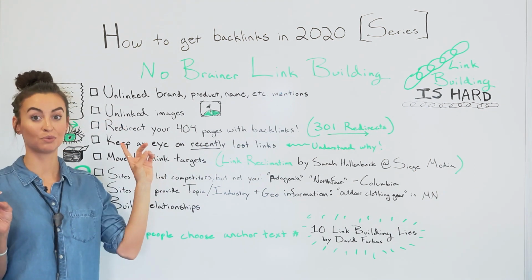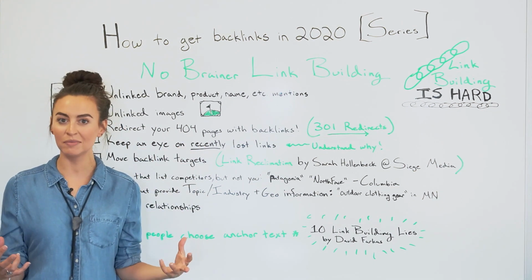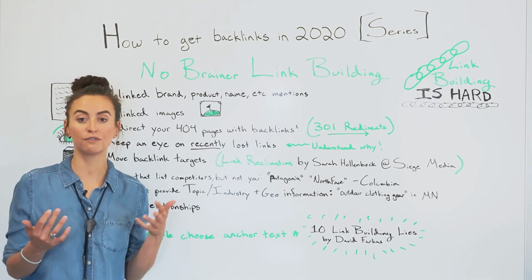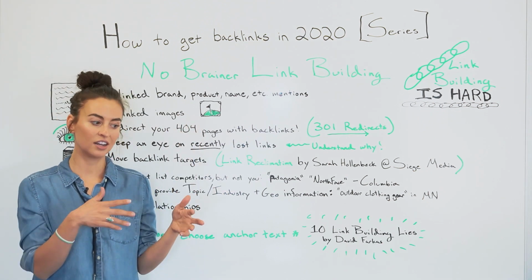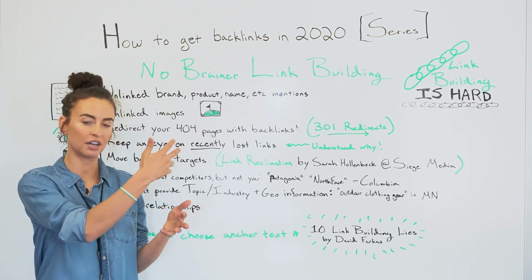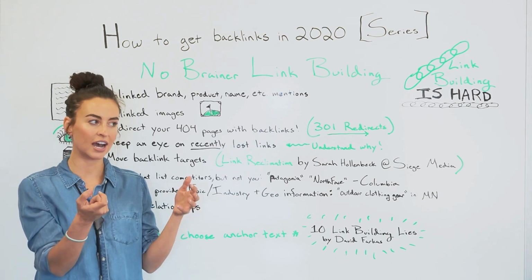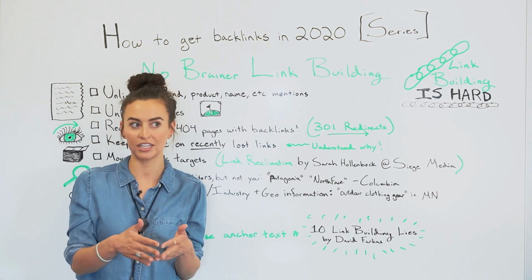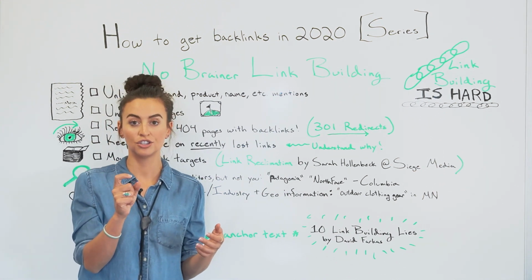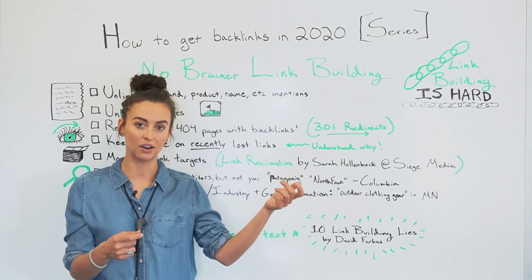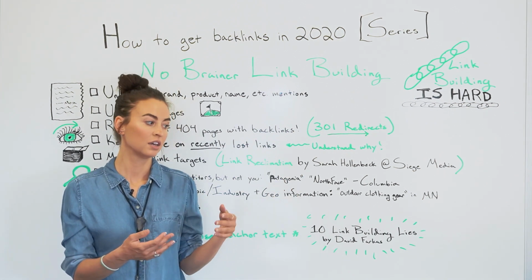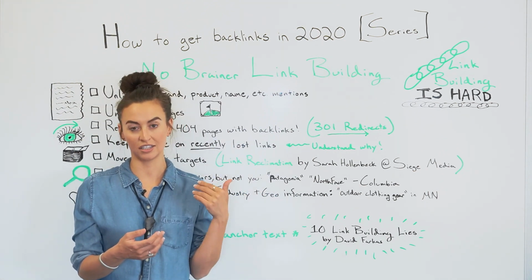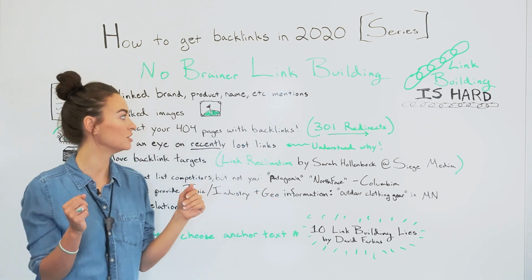Discover unlinked brand product name mentions. So this is simply just going to Google, doing a search for these things within quotes, and looking at the first several pages of results to ensure that all of those results are linking back to your site, and they likely are not, right? So those will be your opportunities to send a message or an email asking for the webmaster or the writer to provide a link back to your site with your mention. It's one of the easiest things to do.